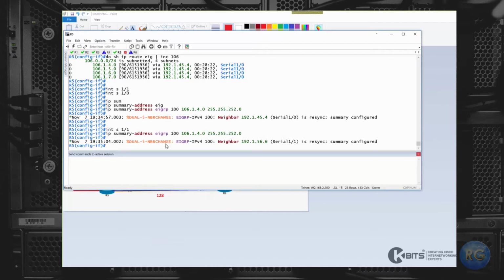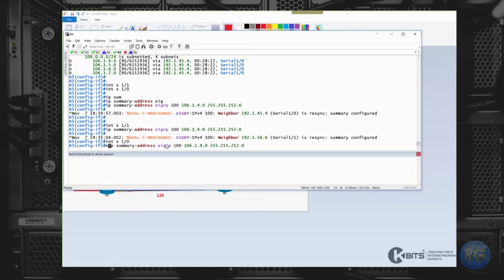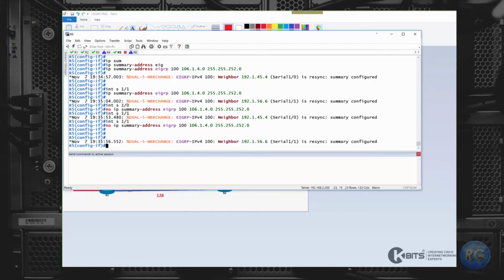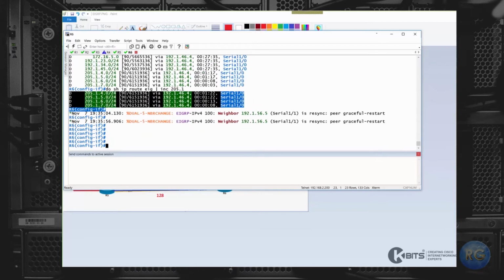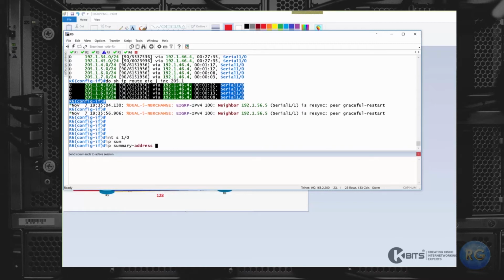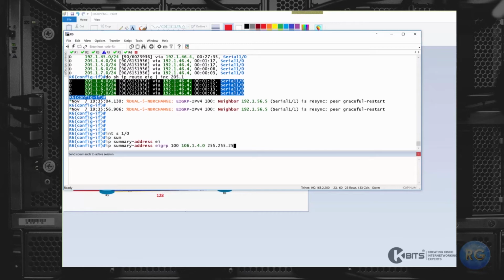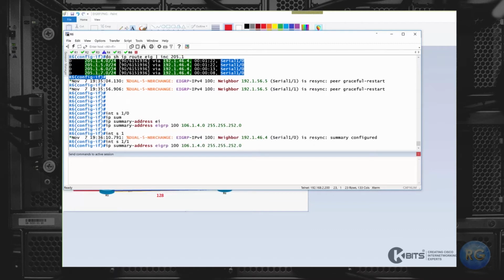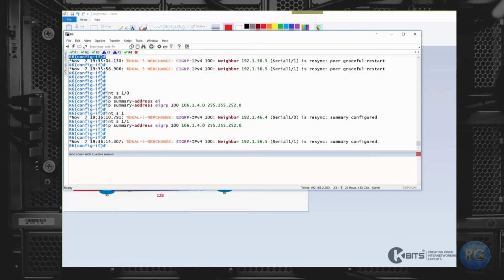I did it on the wrong device. 106 needs to be summarized on R6. Interface S1/0, ip summary-address EIGRP 100, 106.1.4.0. Summarize it over here and on here. Okay.